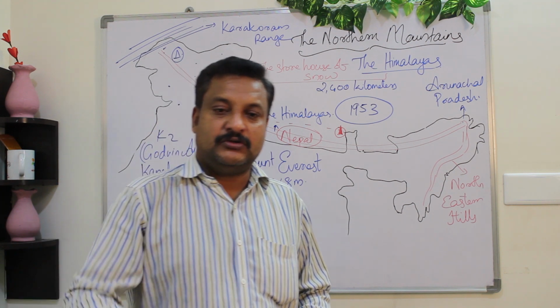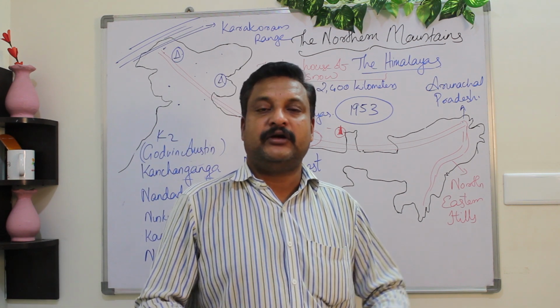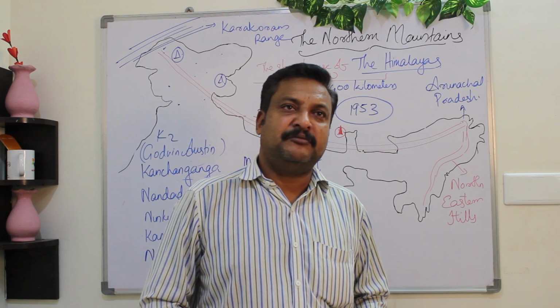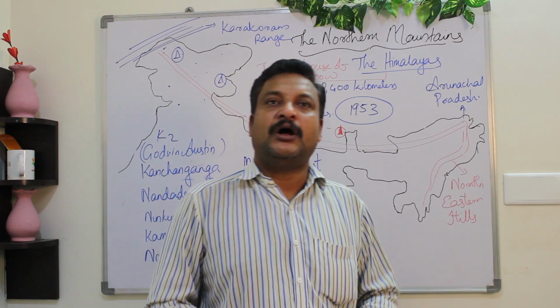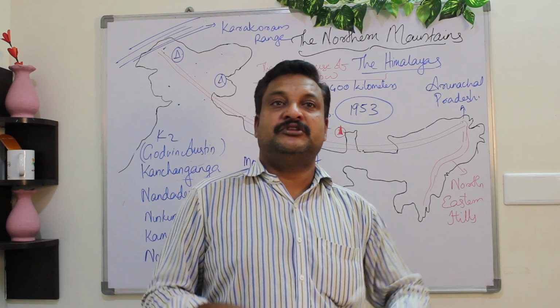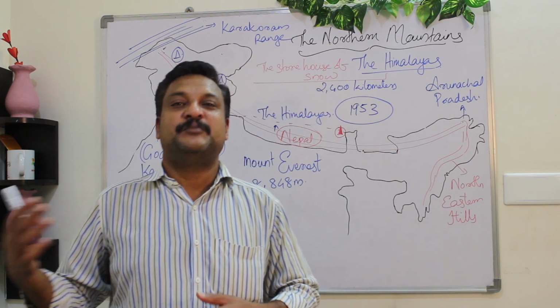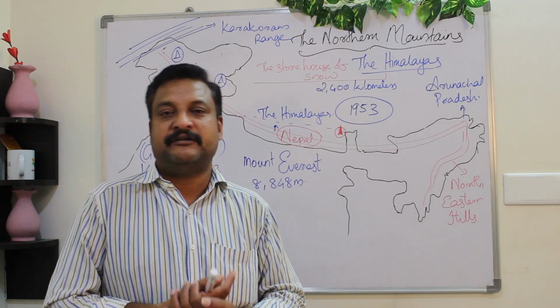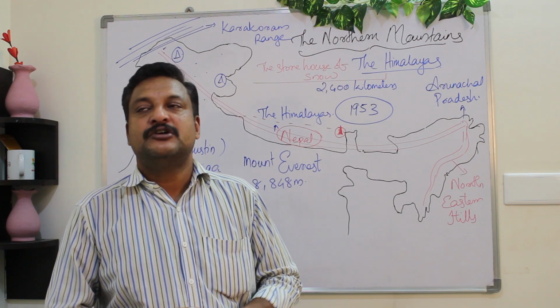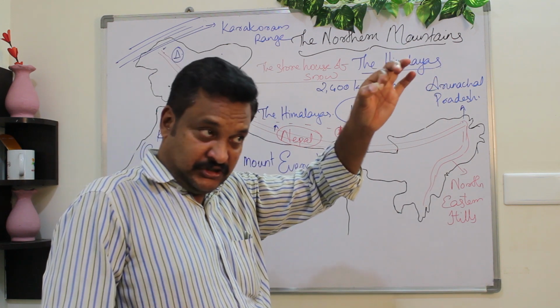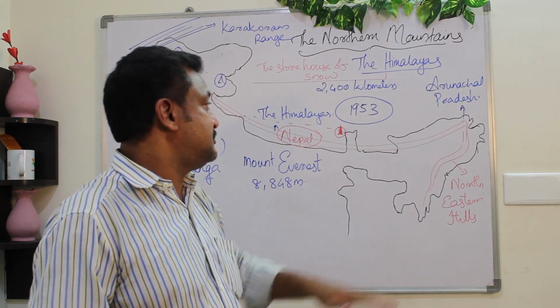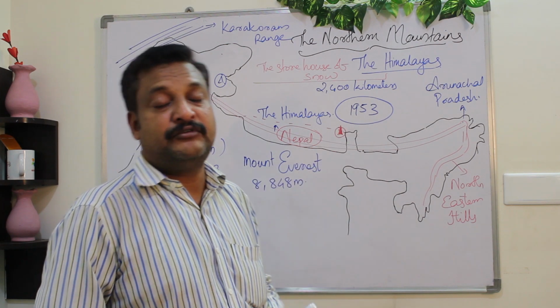Okay, so this person, Tenzing Norgay, was a Sherpa. Sherpa means they are people who live in these mountains, so they know how to climb mountains and all. They will always assist people who want to climb Mount Everest and other peaks. Okay, so both of them together reached the pinnacle. Pinnacle means the topmost point of Mount Everest in 1953.